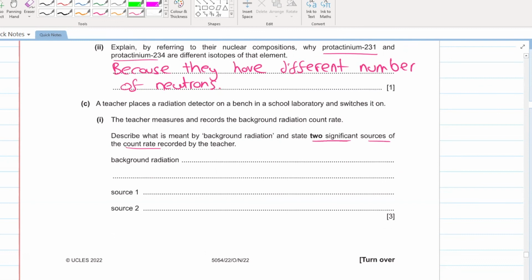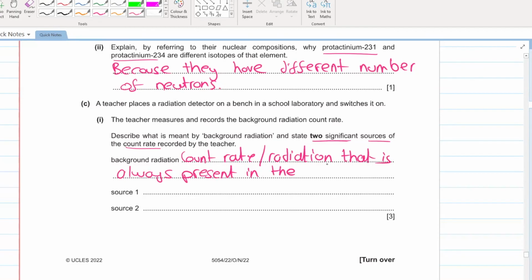बेटा, background radiation क्या होता है? Count rate or radiation that is always present in the environment. Perfect. You have to tell two sources of background radiation.